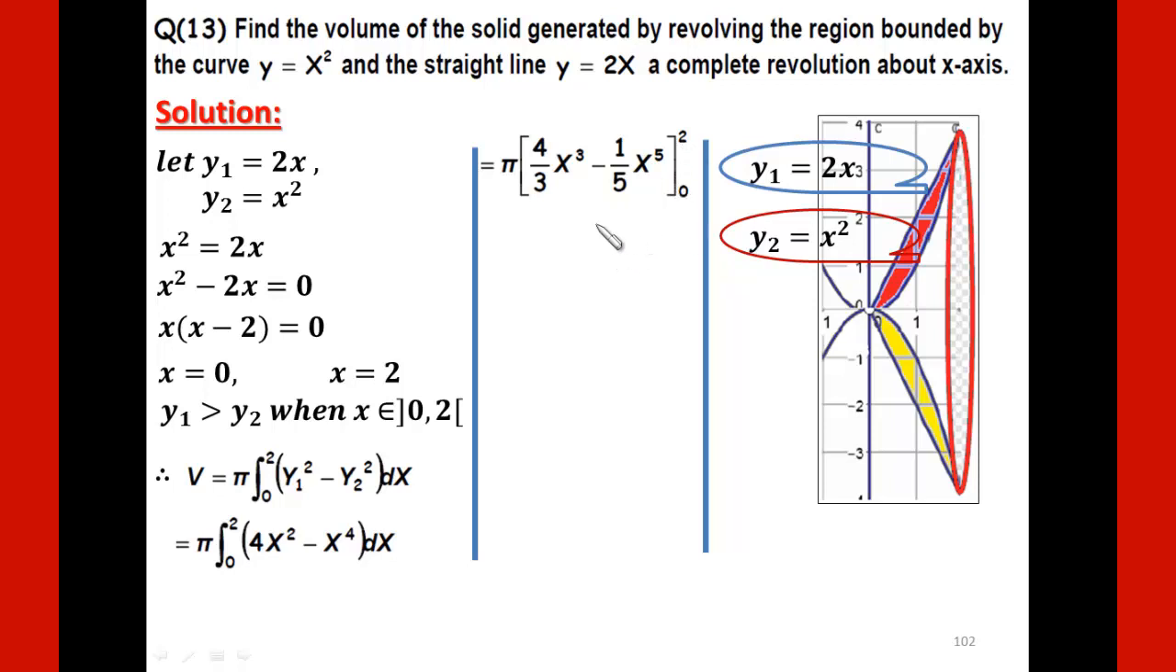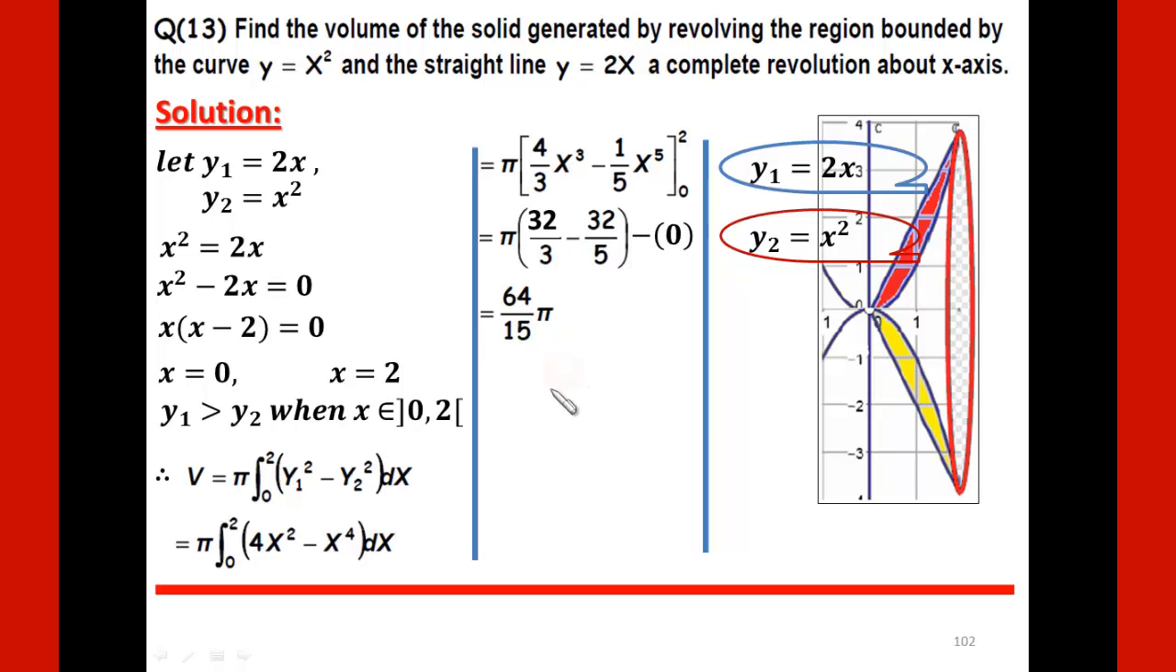And then substitute x equals 2. Substituting x equals 2, we will get pi multiply 32 over 3 minus 32 over 5, minus 0, substituting x equals 0. So the result will be 64 over 15 pi.